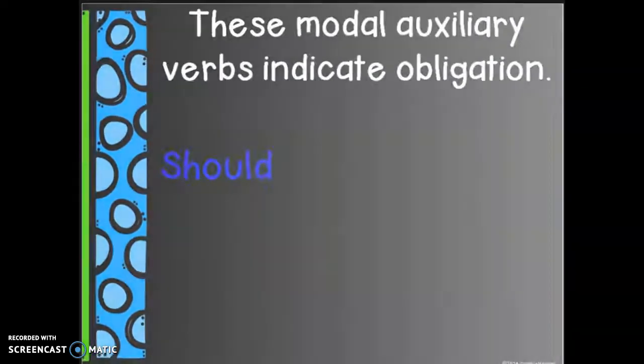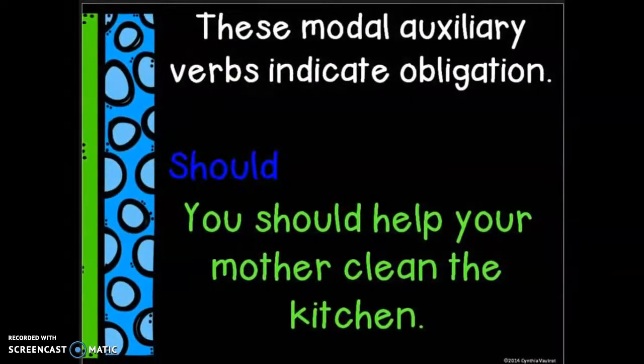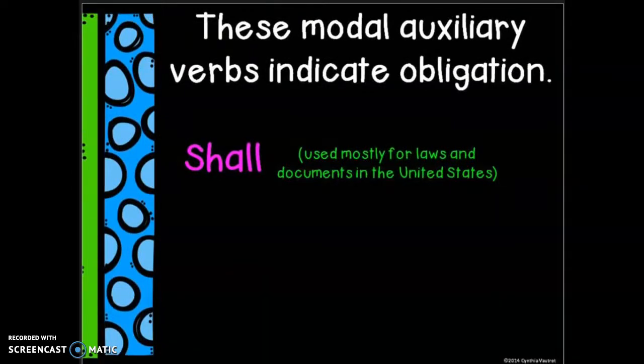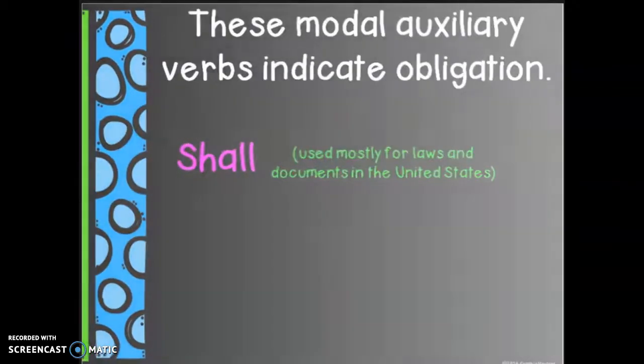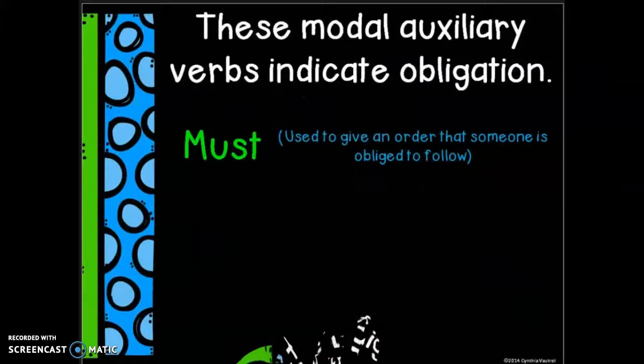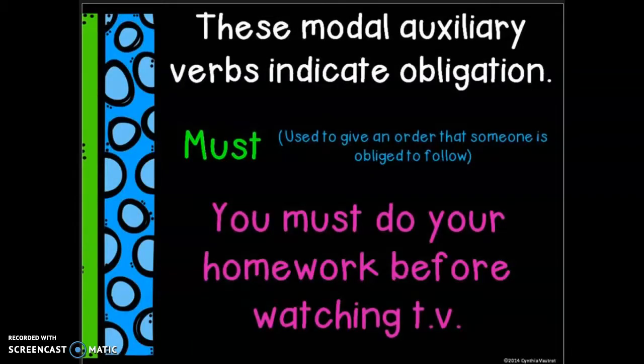Should. So for example, you should help your mother clean the kitchen. We have shall, and it says here in parentheses that it's used mostly for laws and documents in the U.S. And that's true. You'll see shall in legal documents, those types of things. Not something that we use on an everyday basis. It says, the collection of taxes shall pay for the building of schools. And we have must, used to give an order that someone is obliged to follow. You must do your homework before watching TV.